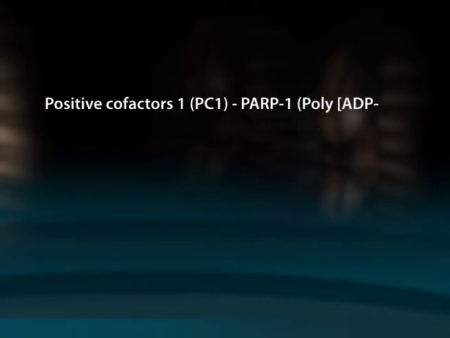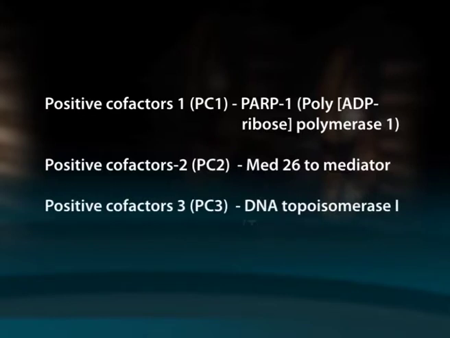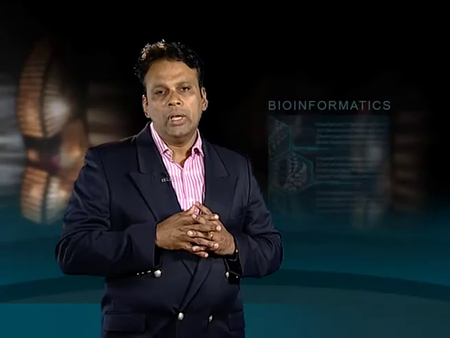Positive cofactor 1 corresponds to PARP1, that is poly ADP ribose polymerase 1. Positive cofactor 2 corresponds with MED26 to mediator, and positive cofactor 3 to DNA topoisomerase 1. The negative cofactor 1, NC1, corresponds to HMGB1, that is high mobility group box 1 protein.